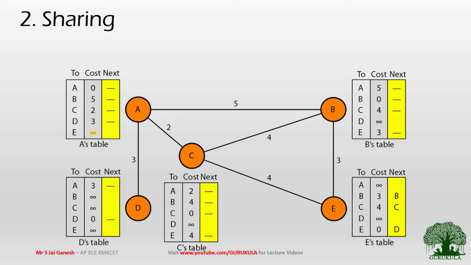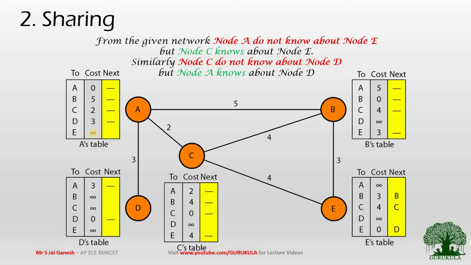So what happens here in sharing? From the given network, we can see that node A does not know about node E, which we already know. By looking into the initialization table, node A does not know how to reach node E, and that is what is mentioned over here. But who knows how to reach E? Node C knows how to reach E. As you can see, this is C's routing table, and C actually knows how to reach E, and E can be reached via B also.